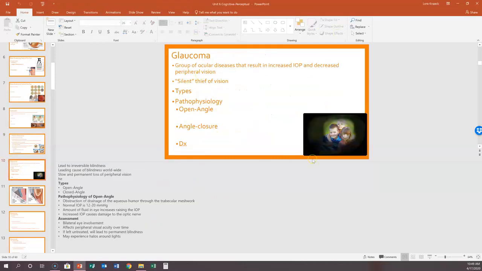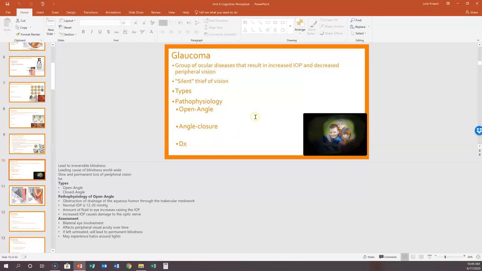All right, the next diagnosis I'm going to go over is glaucoma. Glaucoma is a group of ocular diseases that results from an increase in intraocular pressure and decreased peripheral vision. So peripheral vision is being able to see to the sides. You can see in this picture, you can't see to the sides or above and below. It is the silent thief of vision. It leads to irreversible blindness. It is a leading cause of blindness worldwide. It is very slow and it is permanent.